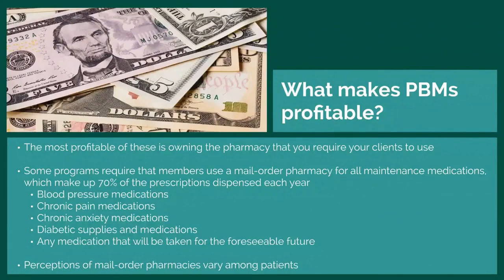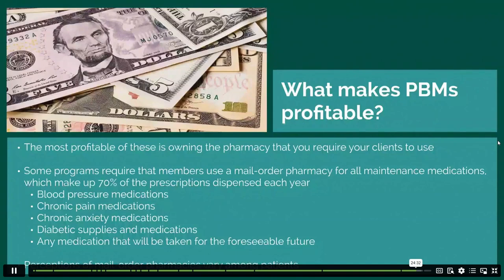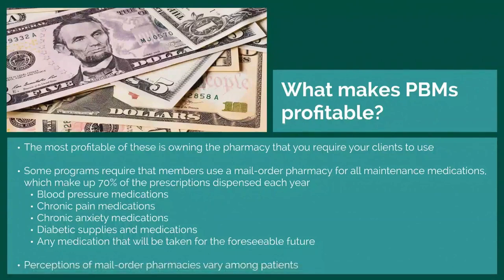The most profitable of these is owning the pharmacy that you require your clients to use. So some programs require that members use a mail order pharmacy for all of their maintenance medications, which make up 70% of the prescriptions dispensed each year. So this means that you would have to use mail order for your blood pressure medications, chronic pain medications, chronic anxiety and depression medications, diabetic supplies and medications, and then any medication that will be taken for the foreseeable future.